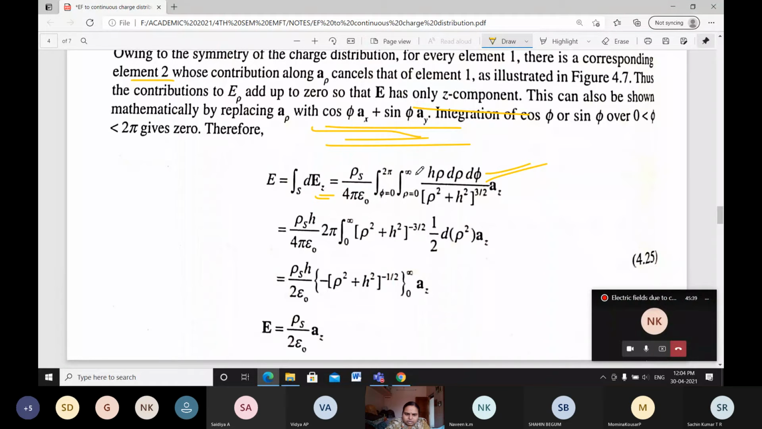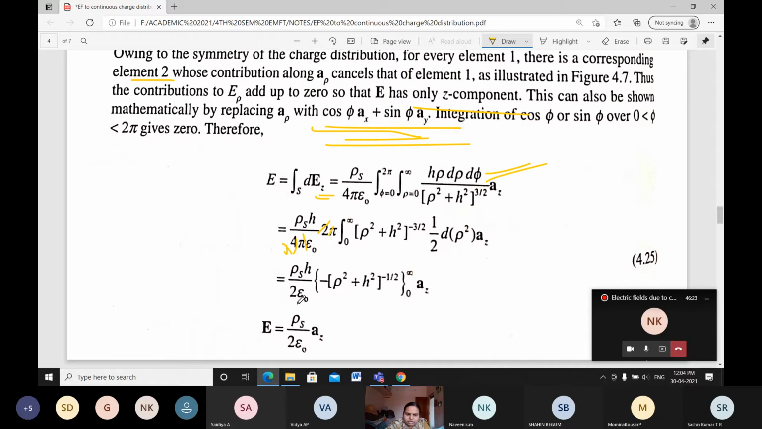Rho s h divided by 4 pi epsilon naught is taken out commonly. Then there is only one pi, and the upper limit is 2 pi, so the 2 pi remains as it is. Then the integration from 0 to infinity of rho square plus h square to the power minus 3 by 2, in terms of rho, gives 1 by 2 d rho square into az. Again integrating with respect to rho, the 2 pi cancels, and 2 and 2 times.